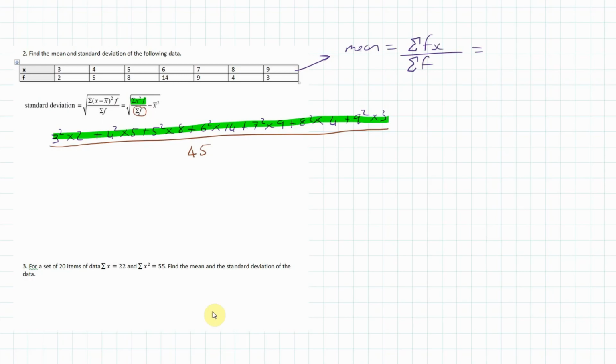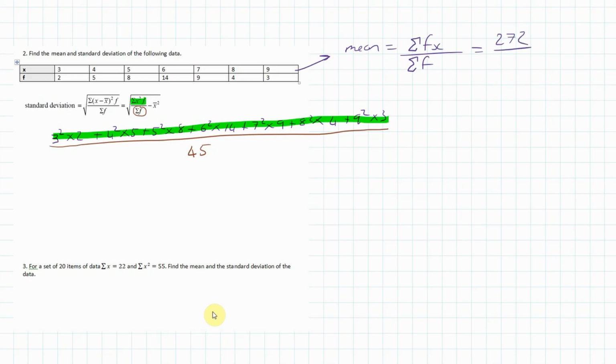So I've got 3 and I've got 2 of them, so that adds up to 6. I've got 4 lots of 5. I've got 5 lots of 8, or 8 lots of 5, sorry. I've got 14 lots of 6. I've got 9 lots of 7. I've got 4 lots of 8. I've got 3 lots of 9. And I think that adds up to 272. So I think it's 272.